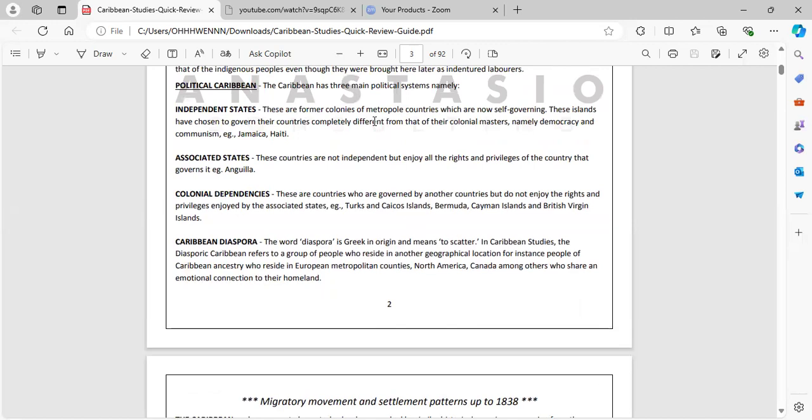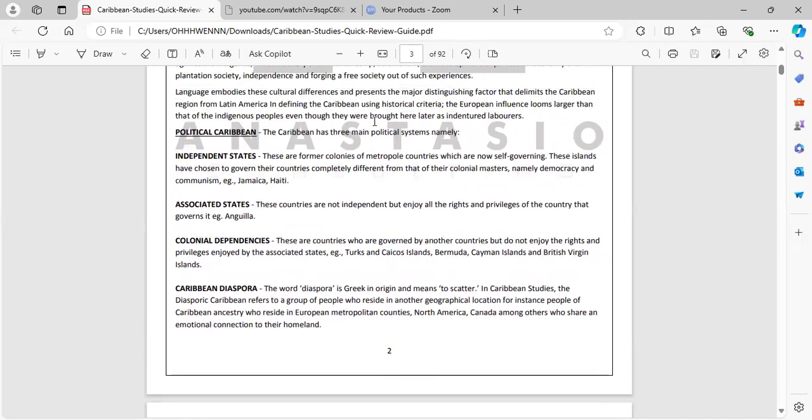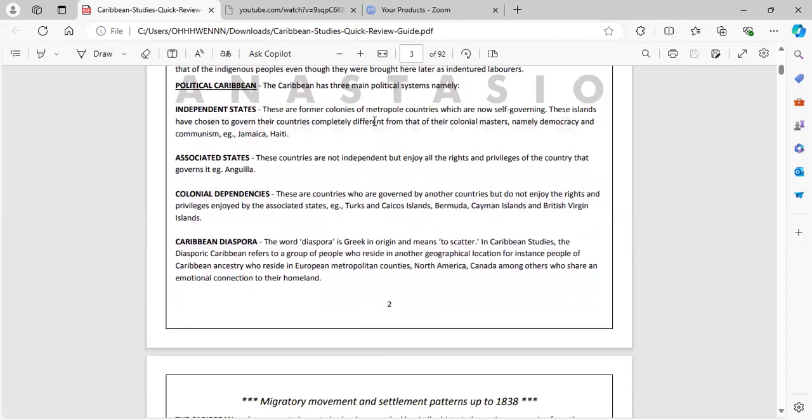So yeah, any questions now? Let me take them fast and quick. All right, so I have a question. With political, I'm asking about the associated states and the colonial dependencies. I'm asking, do countries with associated states agree with the terms set by the country that governs them, and the colonial ones do not agree?